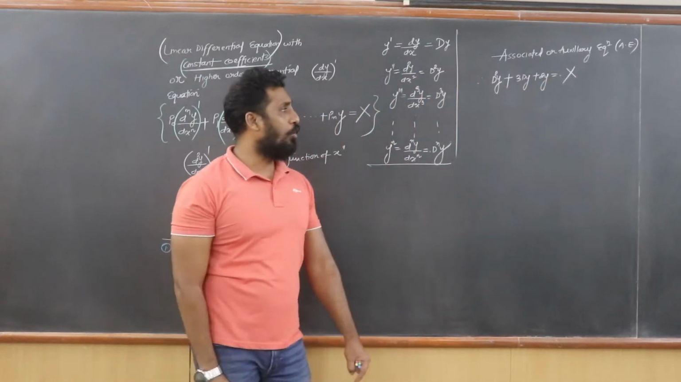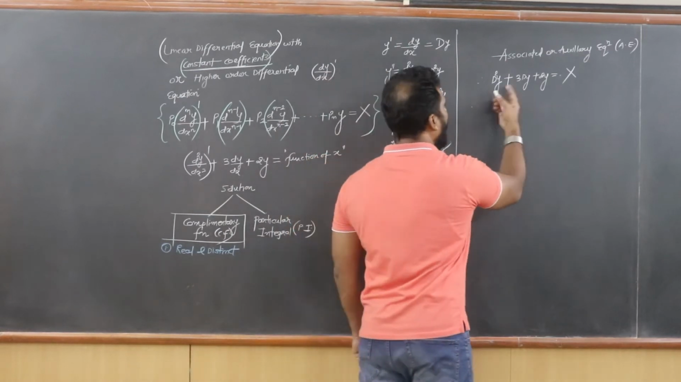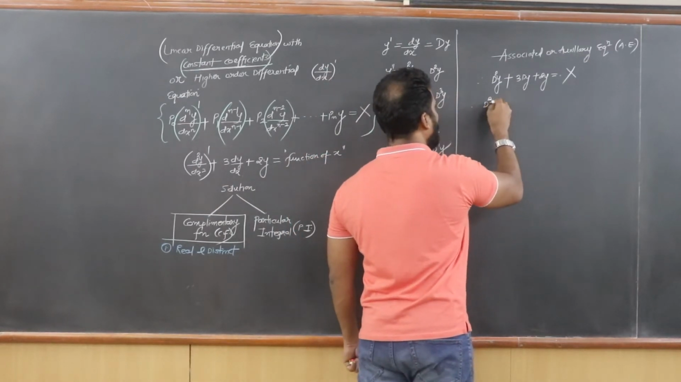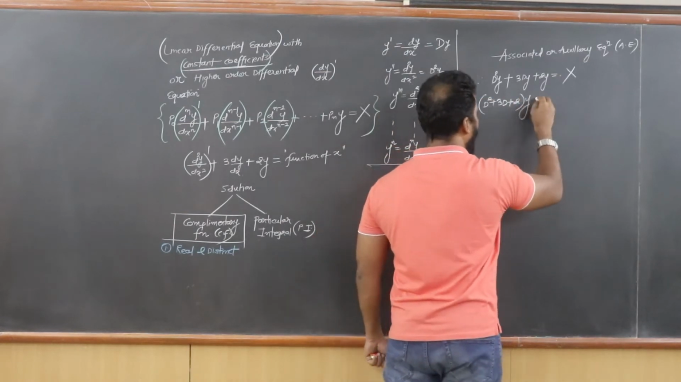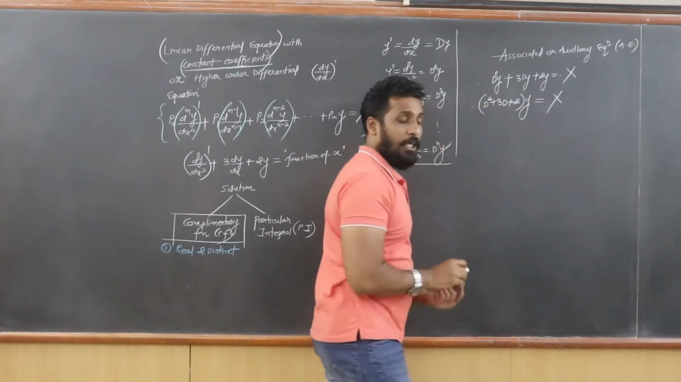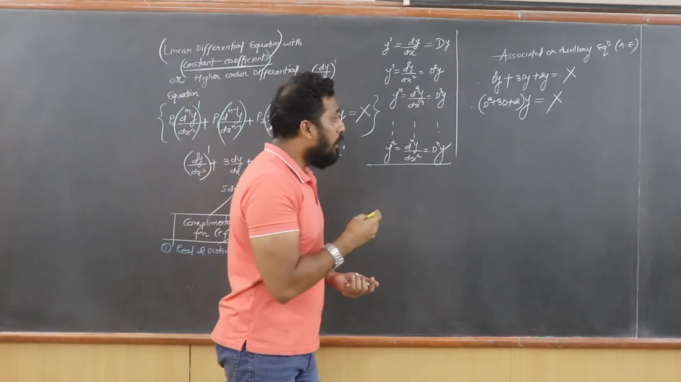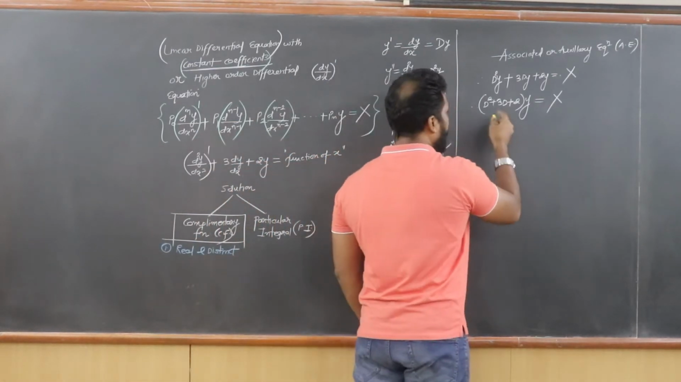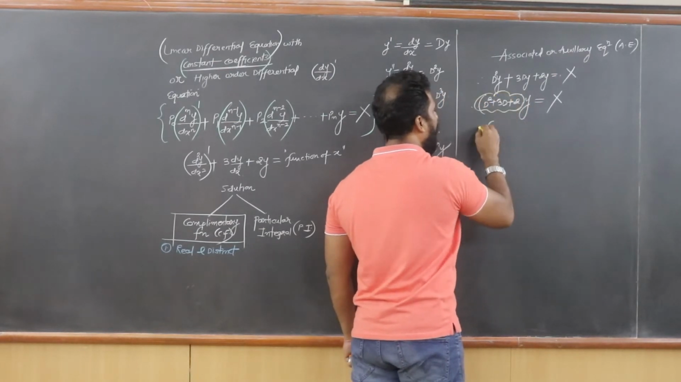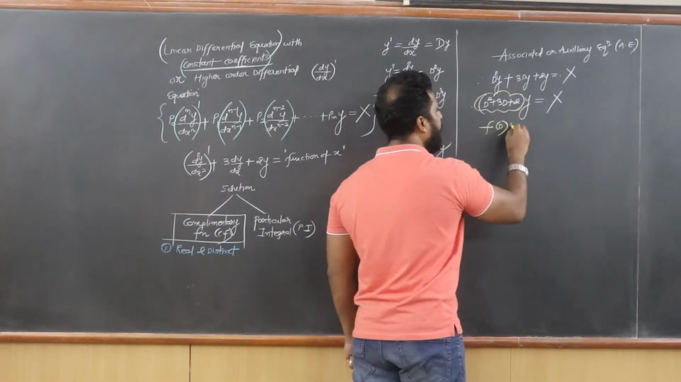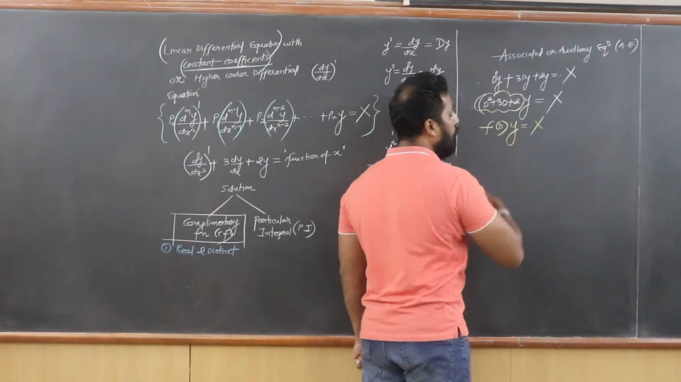The capital letter X denotes the function of x. You can take y common from here. So I get (D square plus 3D plus 2) y is equal to X. So what is your auxiliary equation? Observe carefully. If you observe this bracket, this is entirely a function of D. Then there is y equal to something in x.